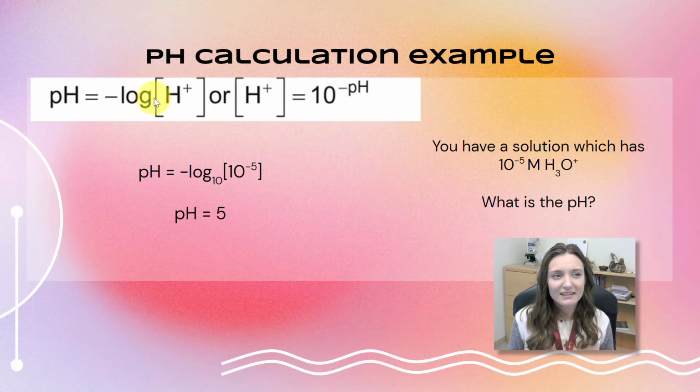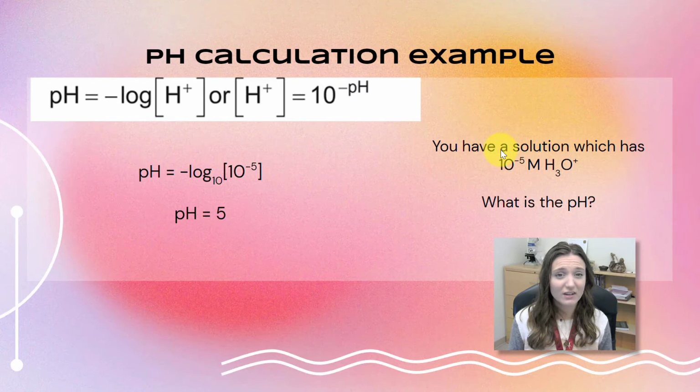So log is basically the inverse of an exponent. If we take the log of something, that basically brings the exponent down. And this is a log base 10. So this basically cancels this 10 out in a way, and it's the inverse. So we have the negative of the log of 10 to the negative fifth, pH equals 5.